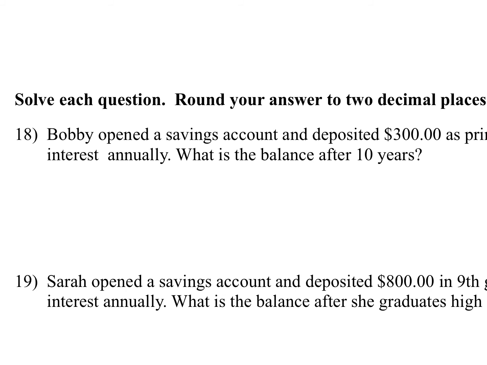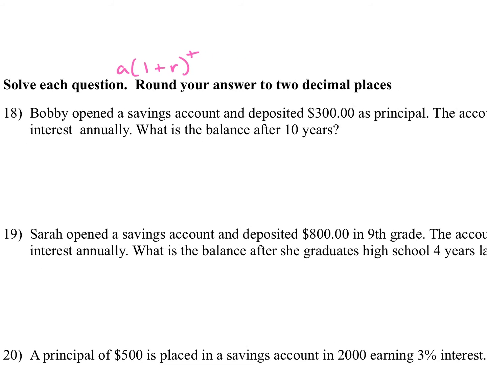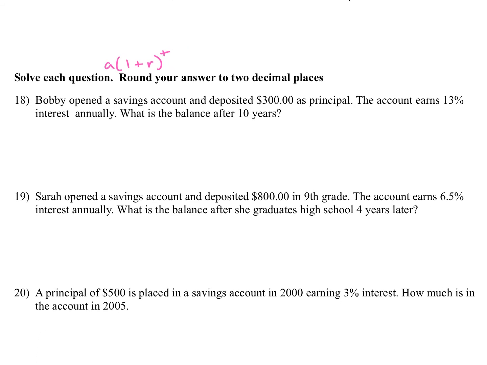So our first formula is A times 1 plus r to the power of t. Bobby opened a savings account and deposited $300 as principal. The account earns 13% interest annually. What is the balance after 10 years? So what's our A? 300. A is the starting amount. What is R? 0.13. Remember, you change the percent into a decimal, so move the decimal place twice. And then what's T? 10 years.